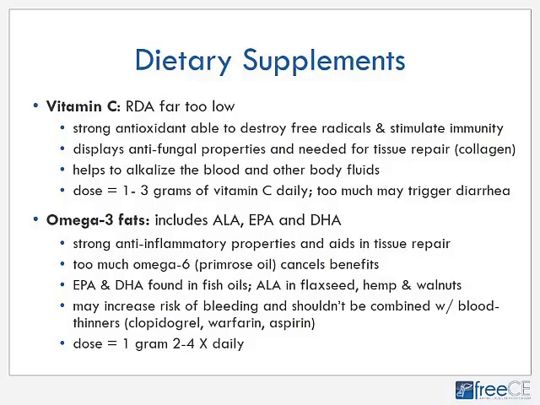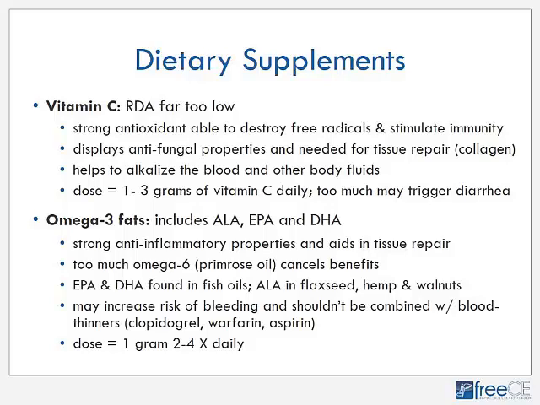Doses should range from 1 to 3 grams daily. If you take too much at one time, your body will tell you by showing you some loose stool and diarrhea. So I wouldn't recommend taking all 3 grams at one time.